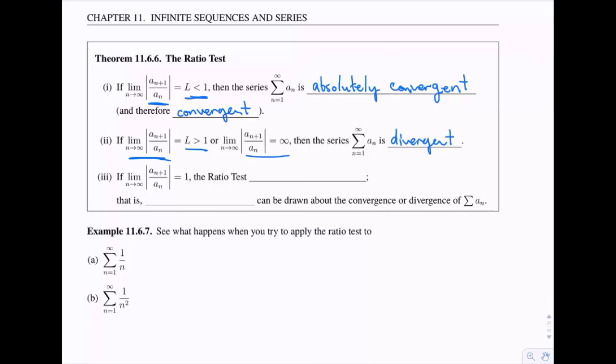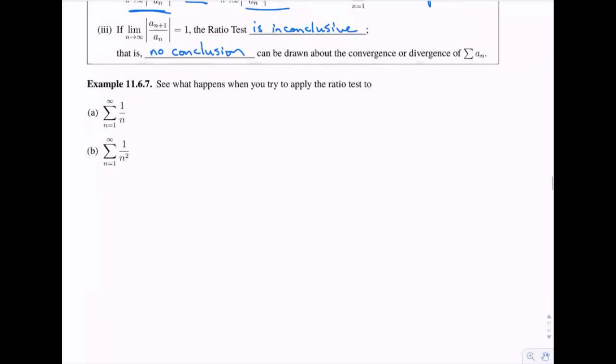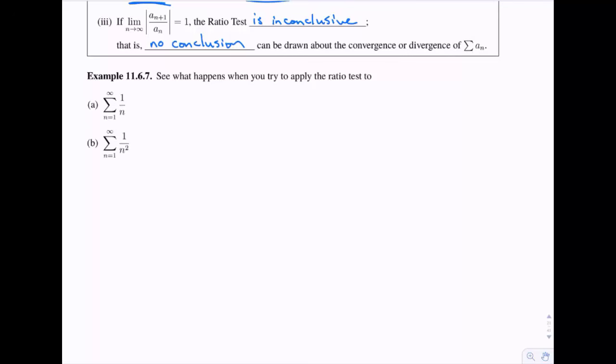And then finally, if this limit of the absolute value of the ratio is equal to 1, then the ratio test is inconclusive. And that is that we can make no conclusion one way or another, right? No conclusion can be drawn about the convergence or divergence of our series. So let's go ahead and try to apply the ratio test to a few things here.